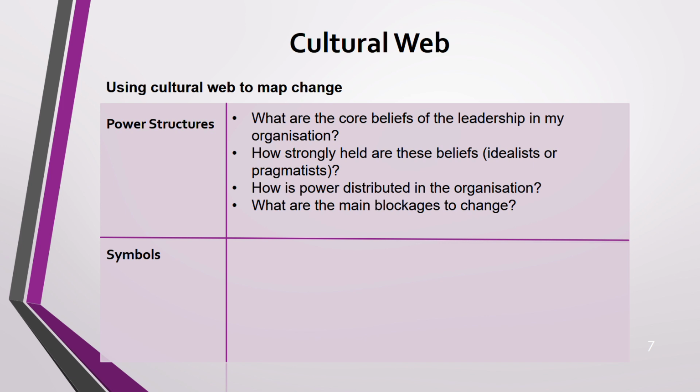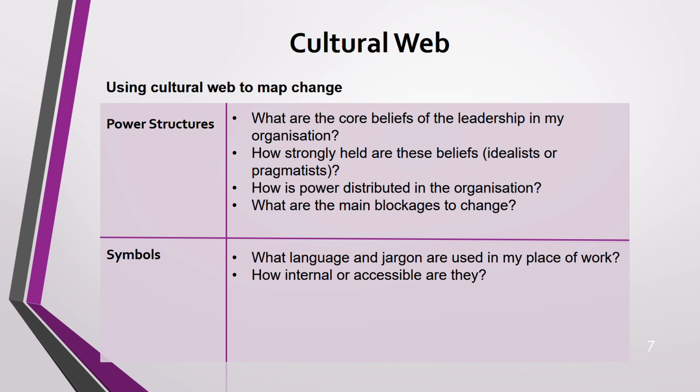Symbols. The last. This is very easy. Symbols you can see from their dress, from the jargons, the languages that they use in the place of work, okay? What languages do they particularly use? Jargons, okay? If they are IT people, they'll be using technical jargons like IT stuff. If they're accountants, they'll be using their own words. If they're scientists or doctors, they'll be using their own things, okay? How internal or accessible are they?